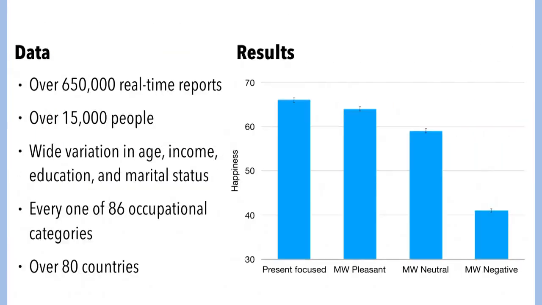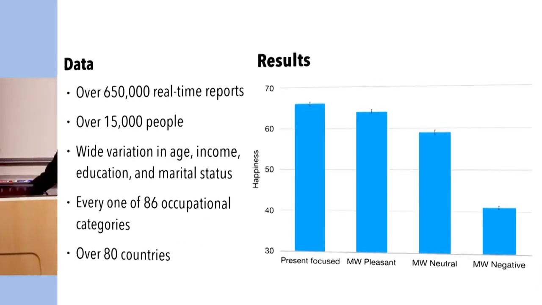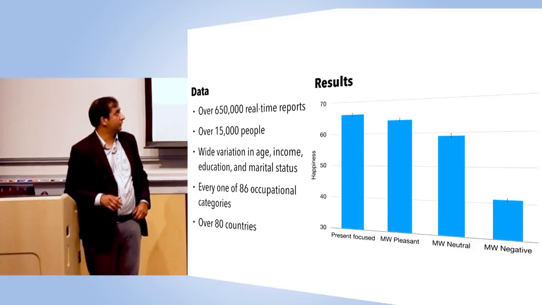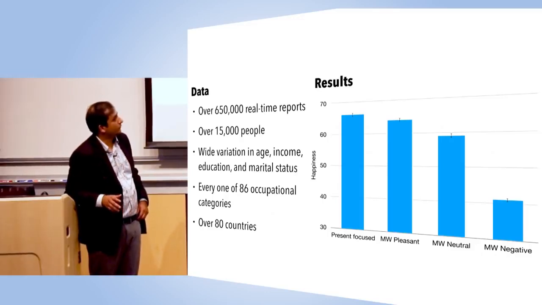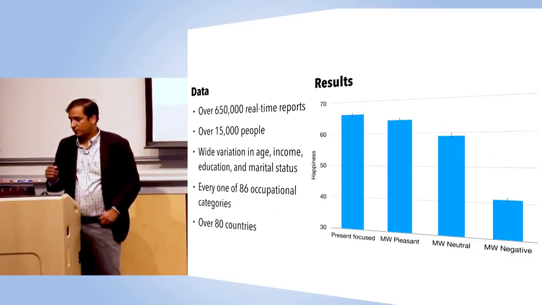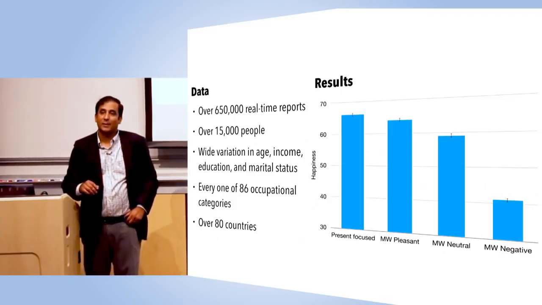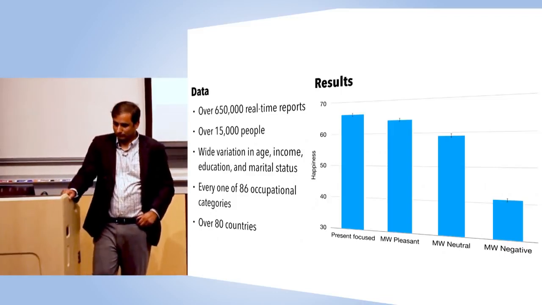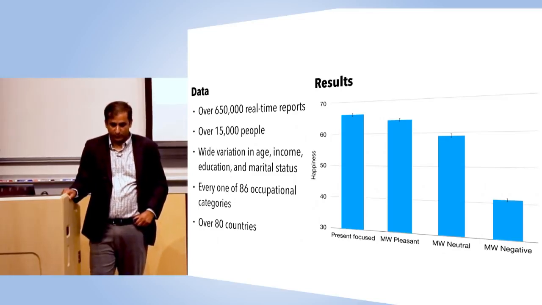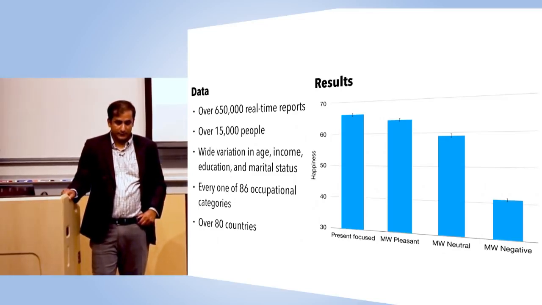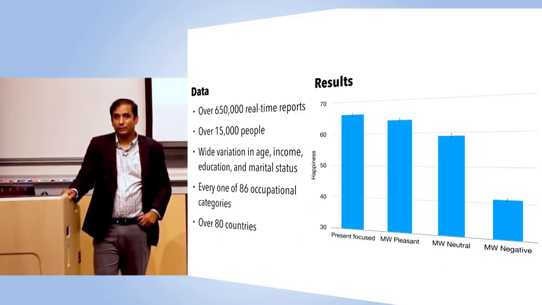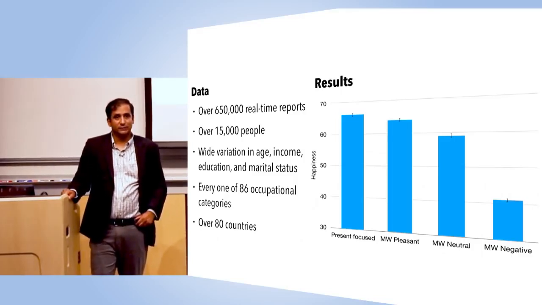And they collected data over a really high number of people, 650,000 real-time reports, over 15,000 people in the study, across countries and occupation and marital status and income and socioeconomic status. And they wanted to see whether this happiness changes. By the way, interesting fact, in the United States alone, they had this measure that was published in 2010. They said about 47% of the time, US adults are in a mind-wandering state.